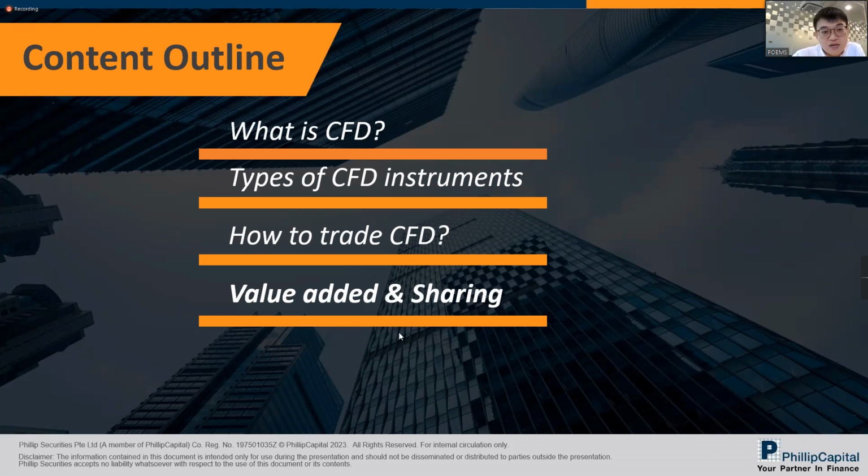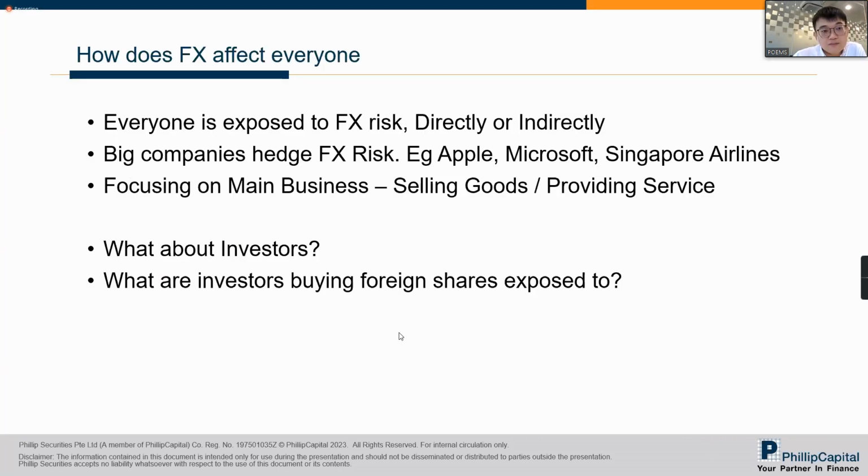Okay, let's go to the last part, value added and sharing. How does Forex affect everyone? So everyone is exposed to Forex risk, directly or indirectly. Especially those big companies, they often hedge Forex risk. Examples are Apple, Microsoft, and Singapore Airlines. Those companies doing their business globally have a lot of trading in the global market, because like Apple, as we know, they sell their phones all over the world.